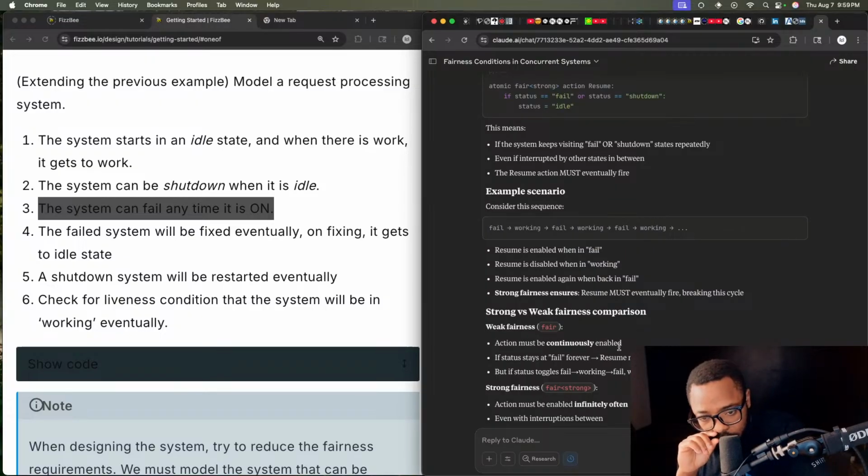Action must be continuously enabled. If status stays at fail forever, resume must fire. But if status toggles fail, working, fail.